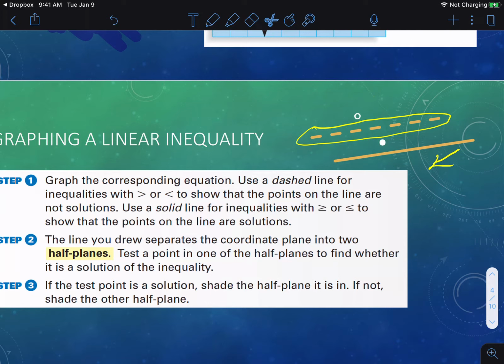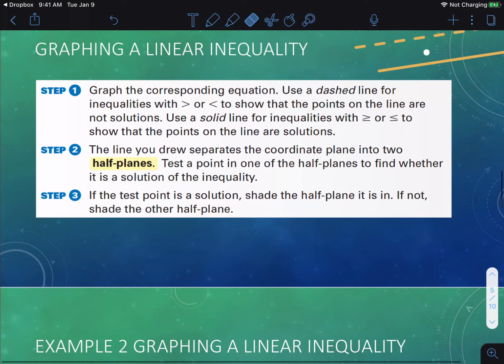The other case is that if we can equal points on the line, then we're talking about being on the line, and we would make it a solid line, and we would use a filled-in dot to represent that when we were doing it on the number line. I wanted to make sure that you understood that, okay? So you use a solid line for inequalities when you're using greater than or equal to or less than or equal to. That's when we draw the solid line and show that the points on the line are solutions.